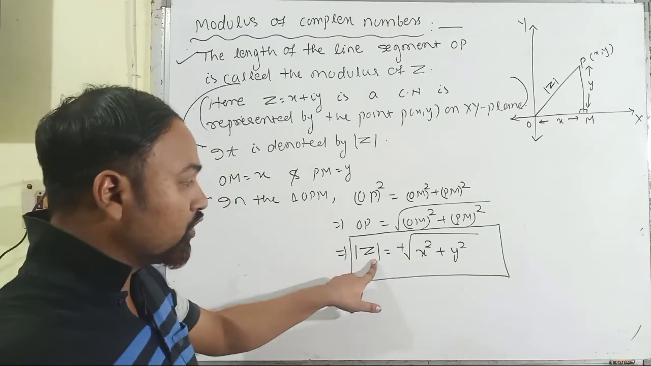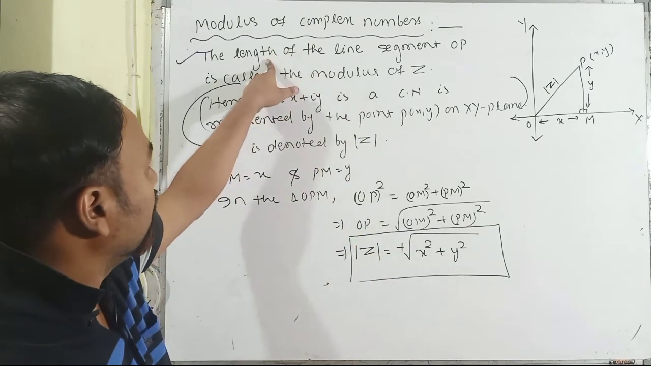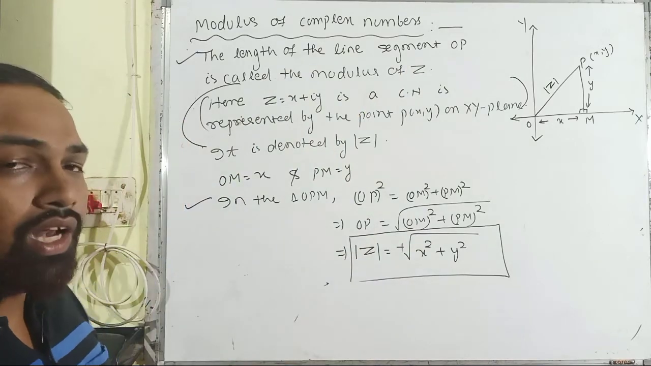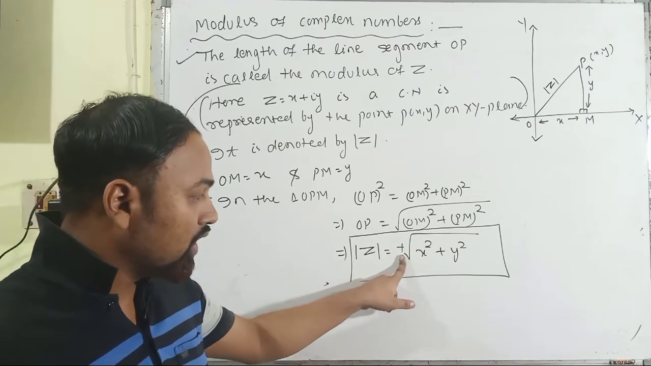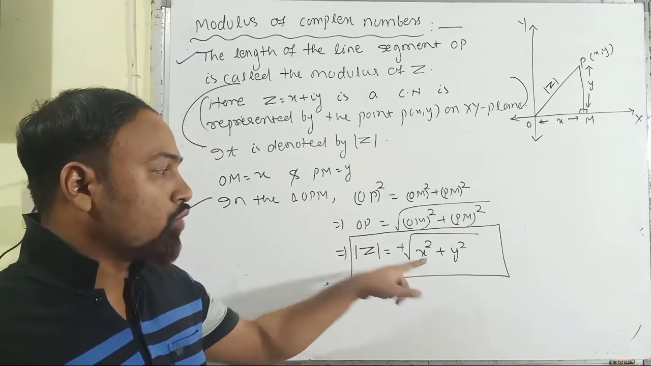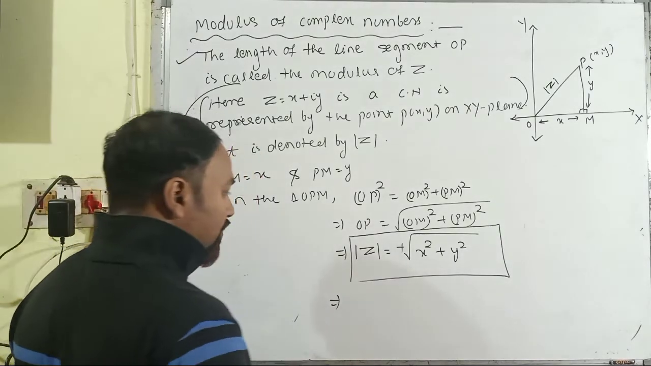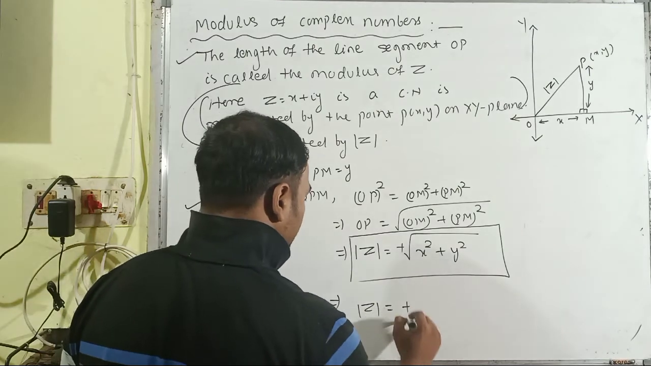Modulus of z is used for the length of the line segment OP, and you know that the length of any line segment cannot be negative. So the modulus of z is the positive value of the square root of x squared plus y squared. You can also represent this in another form.